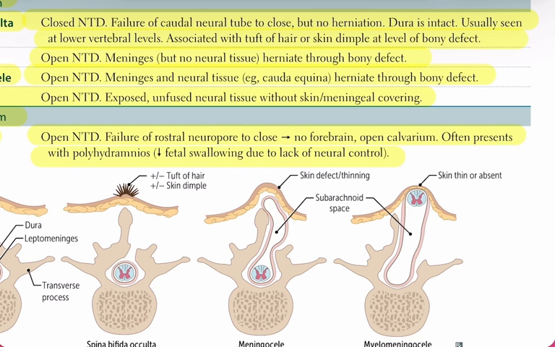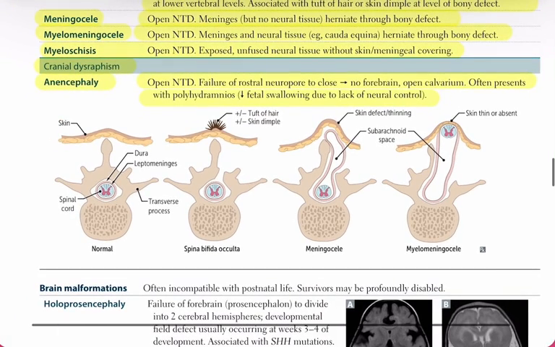This condition often presents with polyhydramnios, meaning excess amniotic fluid, because the fetus can't swallow properly due to lack of neural control. Depending on the type of defect, you might see different changes in the skin and surrounding tissues. In spina bifida occulta, the skin is usually normal, though a tuft of hair or skin dimple may mark the spot. In meningocele, a skin defect or thinning may be present. Myelomeningocele features thin or absent skin, herniated meninges, and exposed neural tissue. Myeloschisis has fully exposed neural tissue without any skin or meningeal covering.